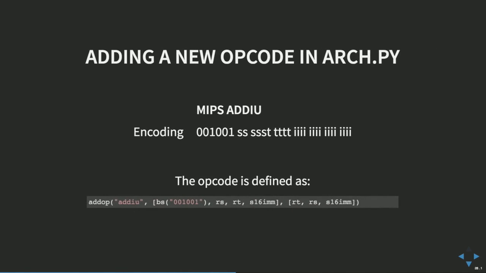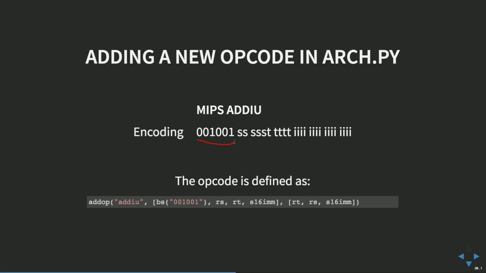So, arch. In this example, I want to add an instruction to MySM. It's add immediate in MIPS. We can start by checking the specification of this instruction. The specification says that first we have 6 bits, 001001, then 5 bits that encode the source register, 5 more bits that encode the target register, and finally the immediate encoded on 16 bits.